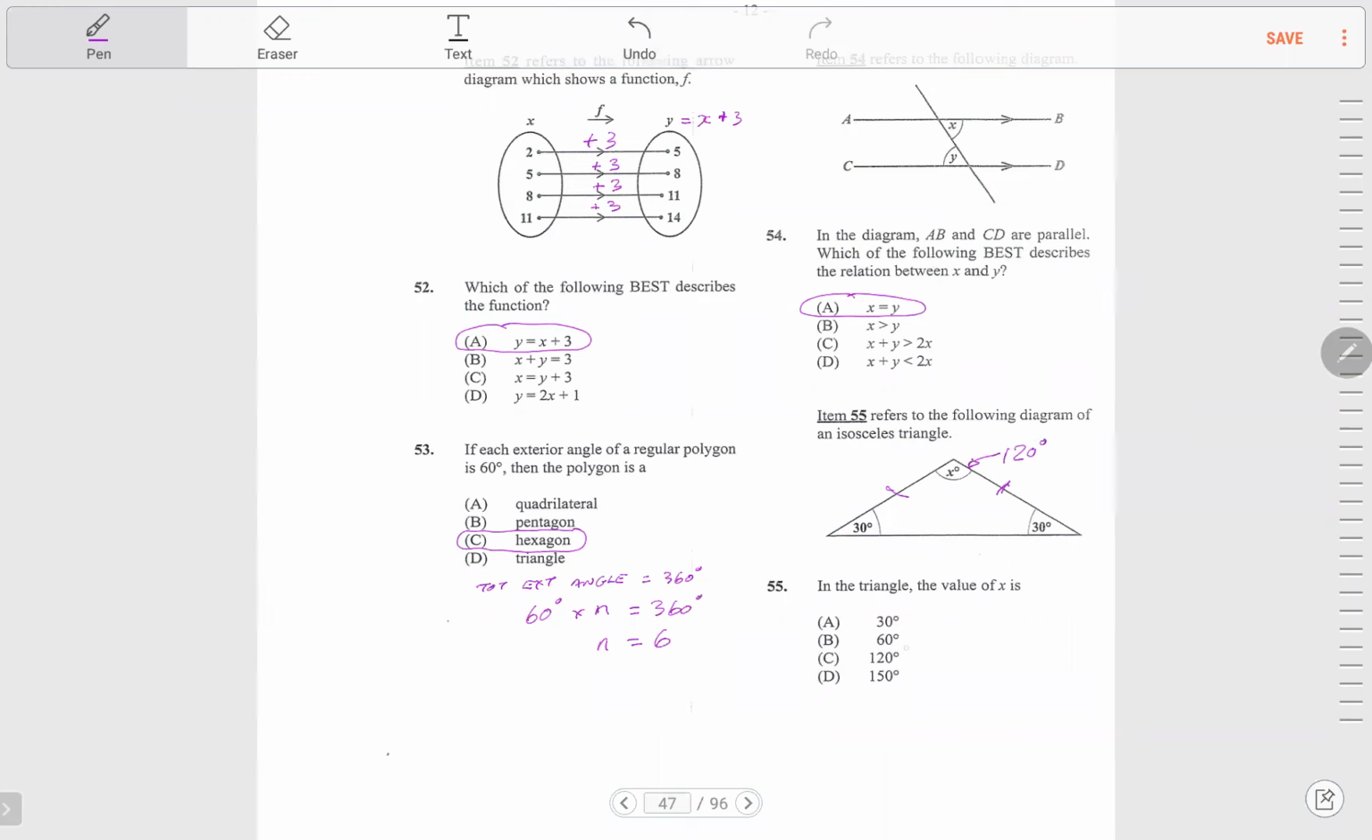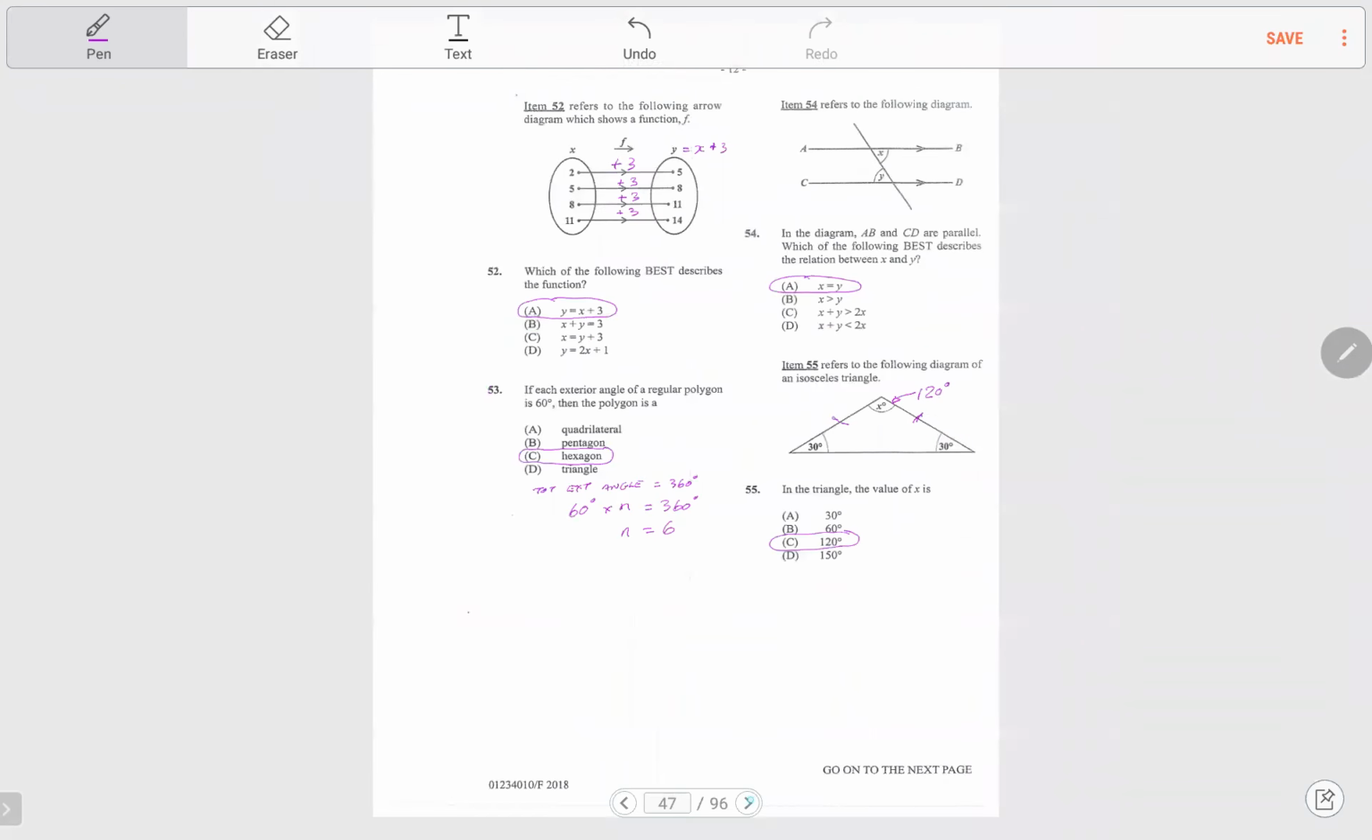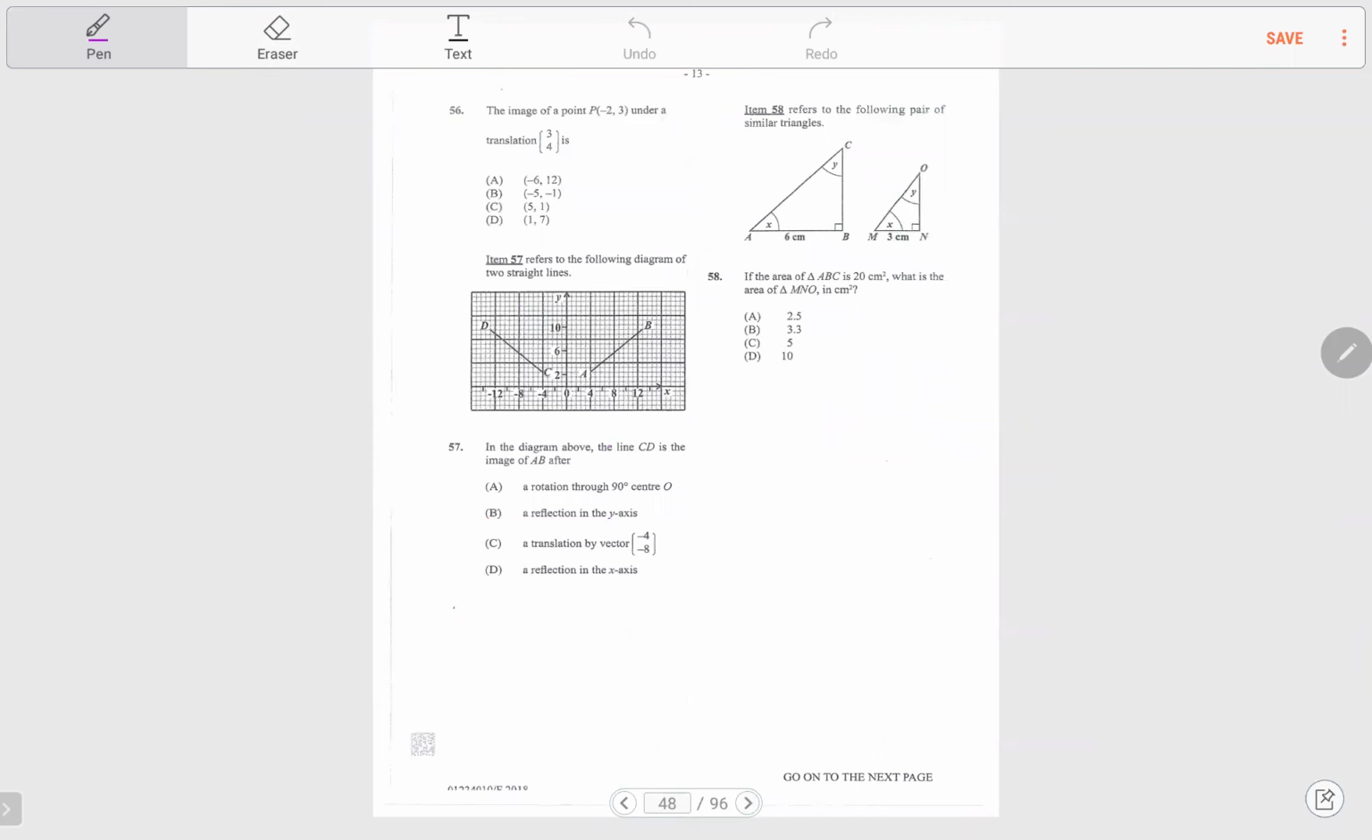That's a question we did already. A little bit different, but it's the same question really. All right, that is 55. Moving on to number 56.